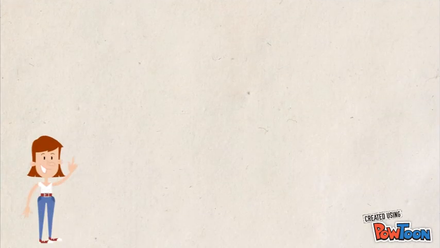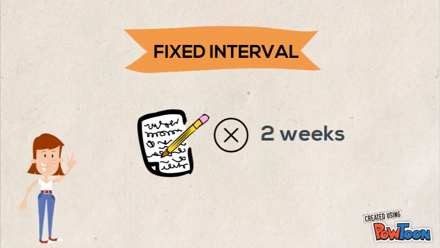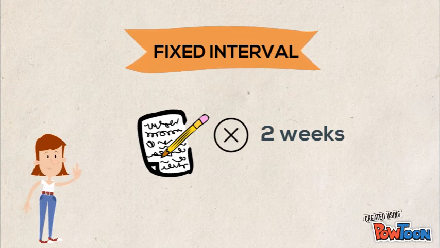In fixed interval, a reinforcer for the response is given after an amount of time. For example, given a quiz to students every 2 weeks in order for them to revise the topics.